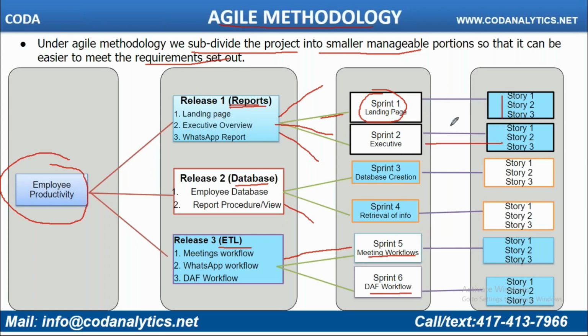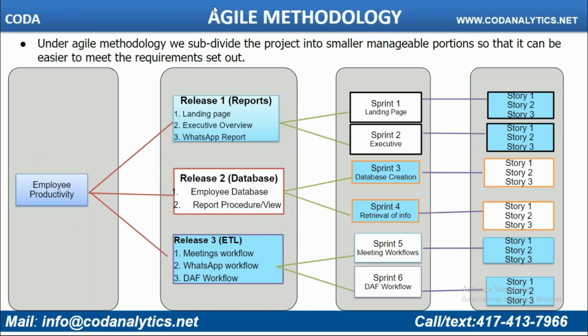And then in this case, we will be working on each part. On sprint 1, which is the landing page, we worked on sprint 2, sprint 3. Then from there, we now have a release, that is reports in total. And then we also have the database after working on these various sprints. Finally, when we combine the two, we'll have the employee productivity report. So you see how the agile methodology works. It's just breaking down the whole project into smaller manageable portions so that it can be easily made. So this is how agile methodology works.